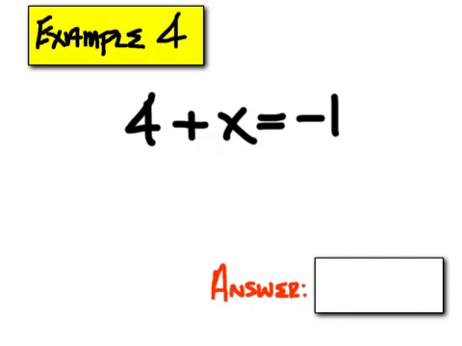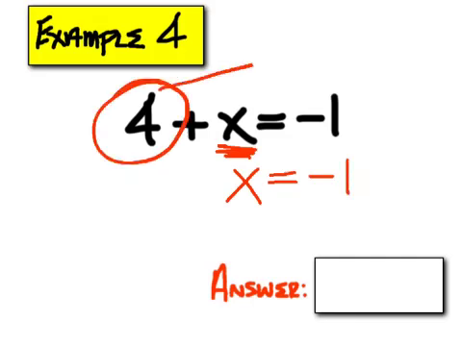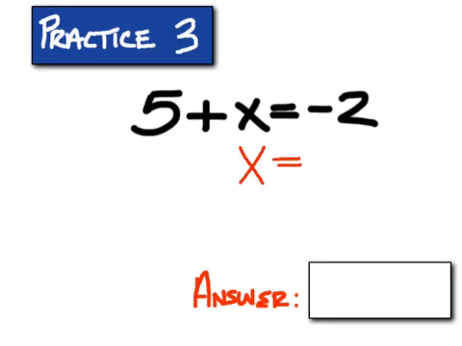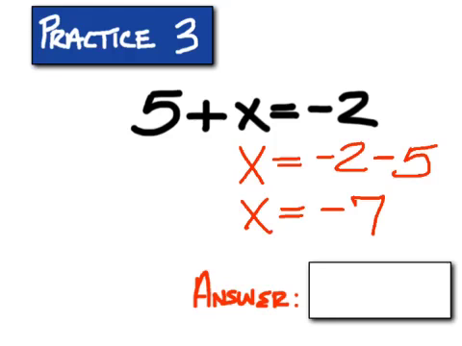Same type of problem in example 4. The x is right by the equal sign, but it's still on the left. So move this over to this side. It is a plus 4 here, even though the sign is not written. But move it over, and it becomes minus 4. Answer should be a negative 5. On the practice problem, negative 2 minus 5 will give you an answer of negative 7.